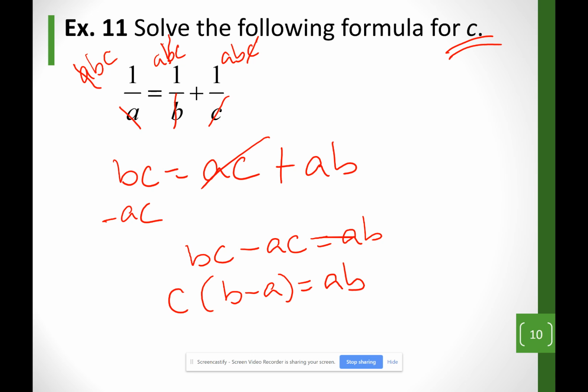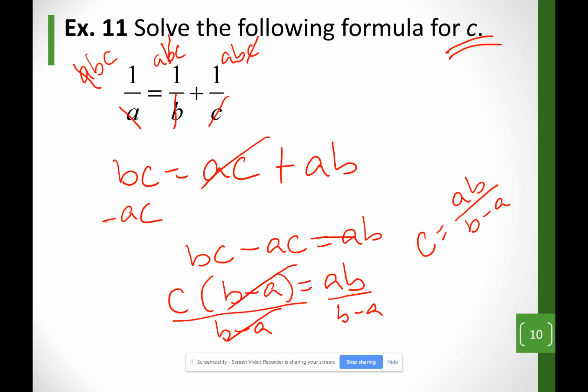Once again, I factor a C out. Now, let me divide both sides by B minus A. Because that way, those two cancel out. And I'm going to have that C is equal to AB over B minus A.